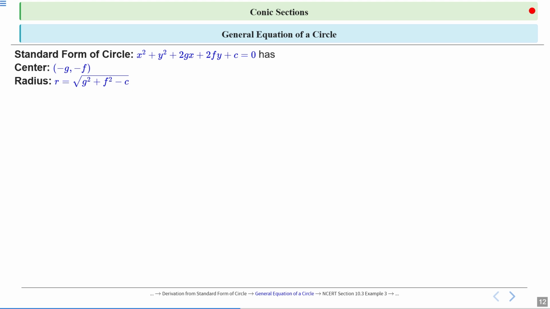And here the radius of the circle r is equal to square root of g square plus f square minus c. Why? Because after comparing the general equation of the circle with (x minus h) whole square plus (y minus k) whole square equal to r square, we obtain r square equal to g square plus f square minus c. After taking the square root, we obtain r equal to square root of g square plus f square minus c.